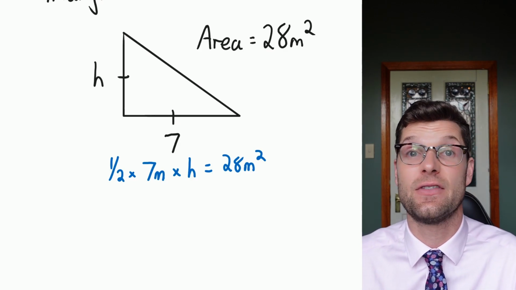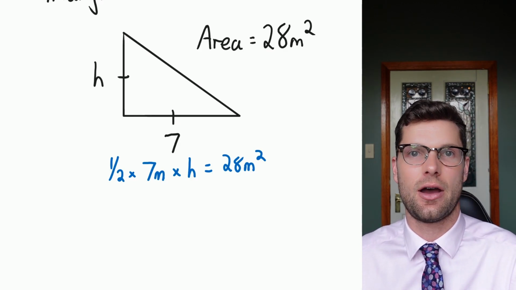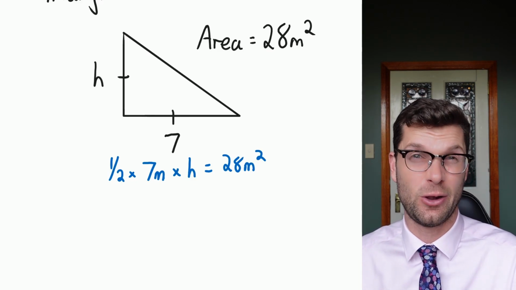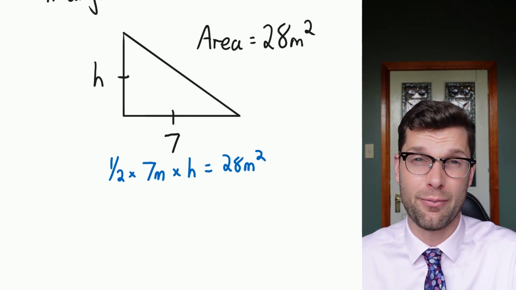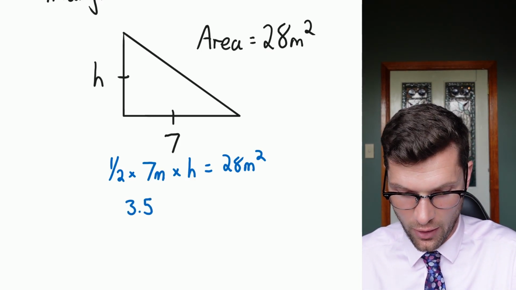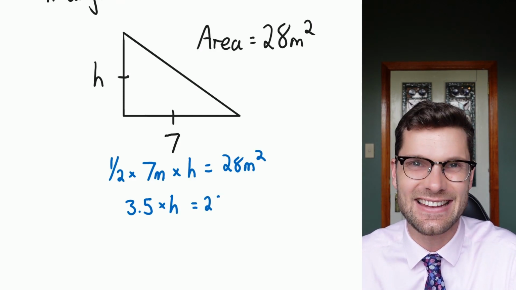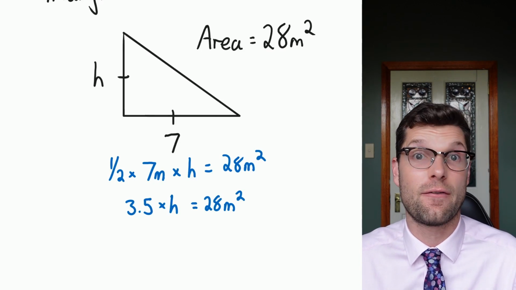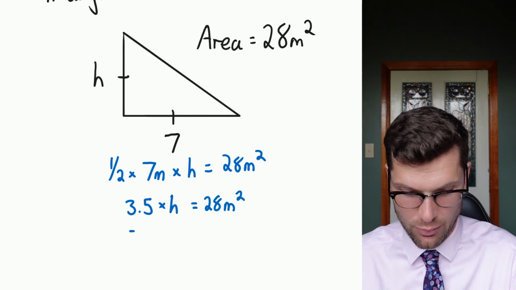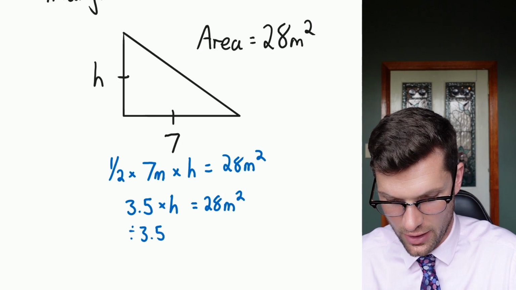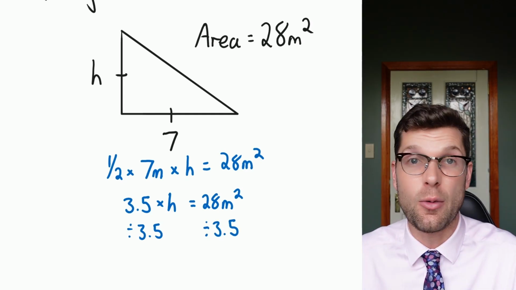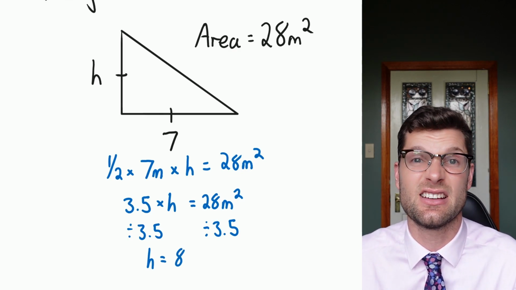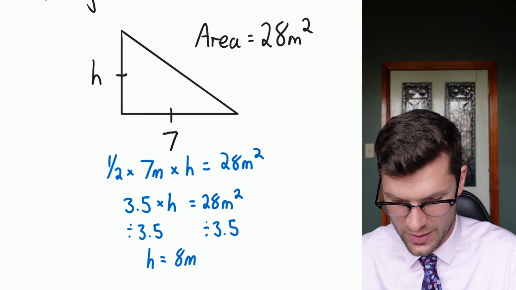So I'm going to divide the 7 and the half over to the other side. One little trick that you can do is multiply those two numbers together first, but please write that down. So a half multiplied by 7 is 3.5 times h, and that's equal to 28 meters squared. From here, all I've got to do is divide over that 3.5. So divide by 3.5 and divide by 3.5. And once you throw that into your calculator, you've got that h is equal to 8. And that's our final answer. Again, throw in your units, which would be meters as well.